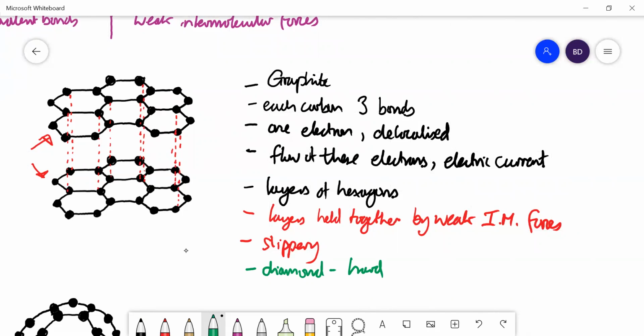Right, what about the melting point of graphite? Well, graphite has a very high melting point, not quite as high as diamond, because there are only 3 covalent bonds per carbon rather than 4 in diamond, but it's very high, because if you want to melt it, you do have to break covalent bonds. It is a giant covalent structure.